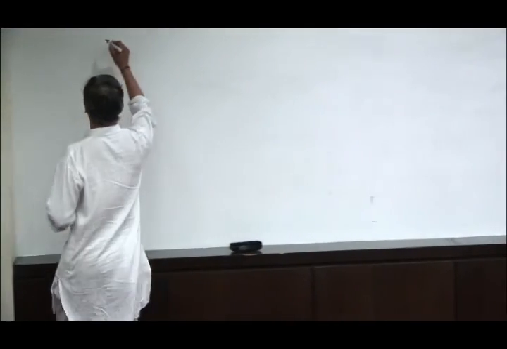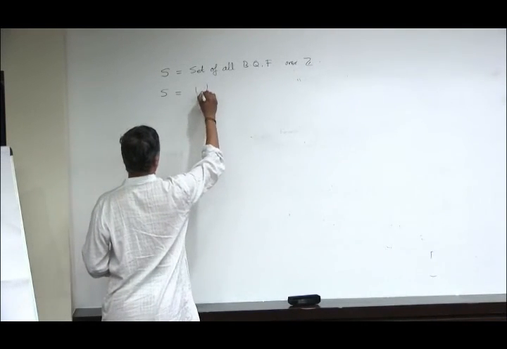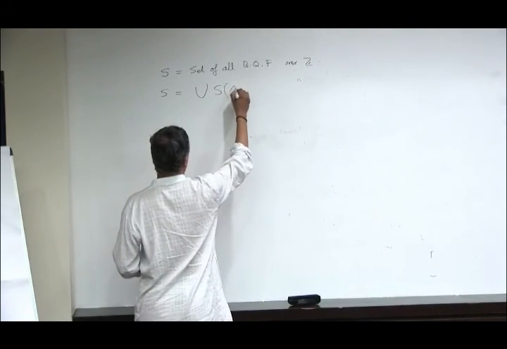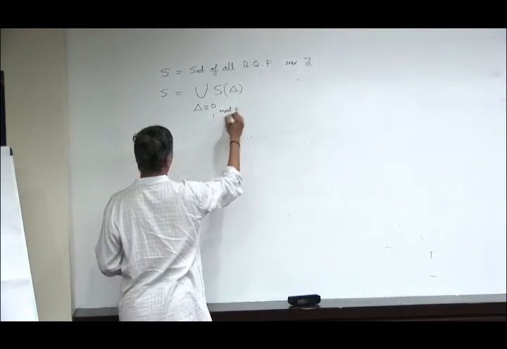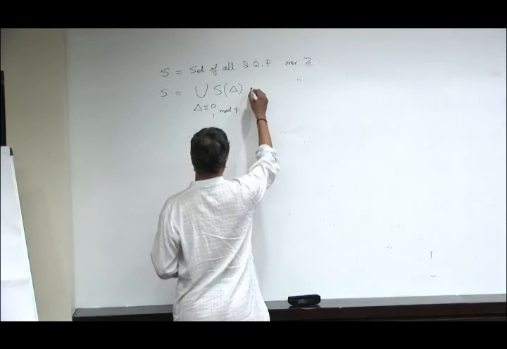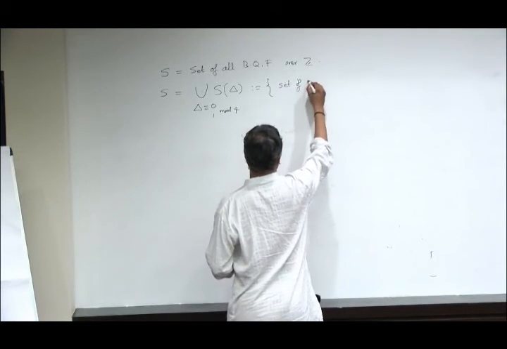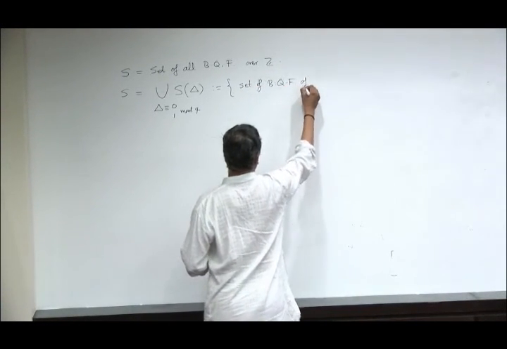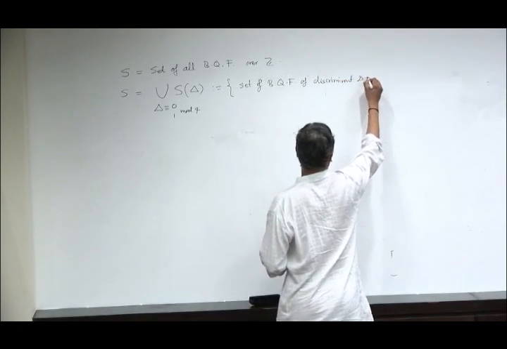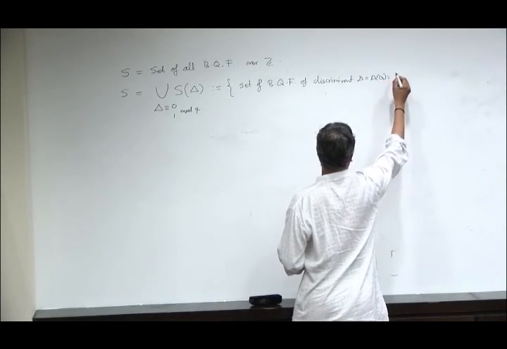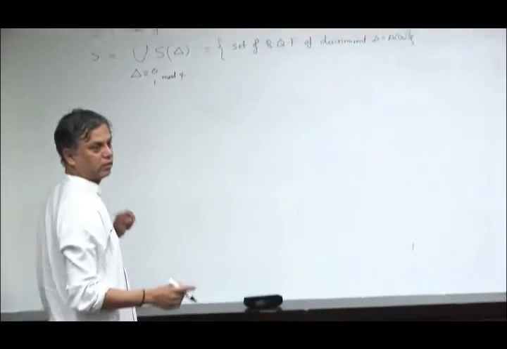Now this set, interestingly, so maybe one more thing I should define. I want to say that S naturally gets divided into S delta, delta congruent to 0 or 1 mod 4. So these are going to be the discriminants. S delta is by definition the set of all binary quadratic forms of discriminant delta, equal to delta Q. Fix that delta, take all quadratic forms with that discriminant.